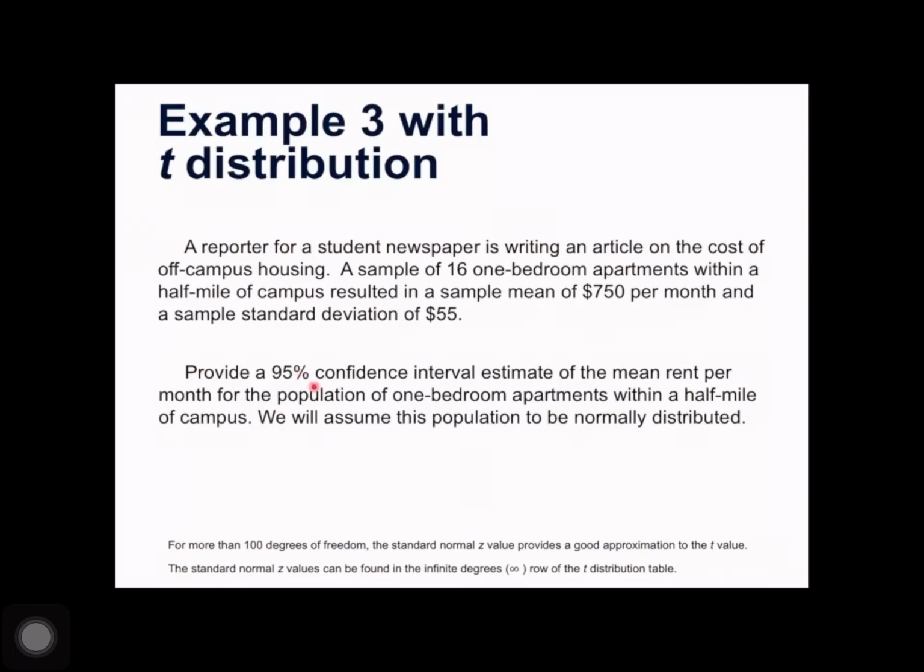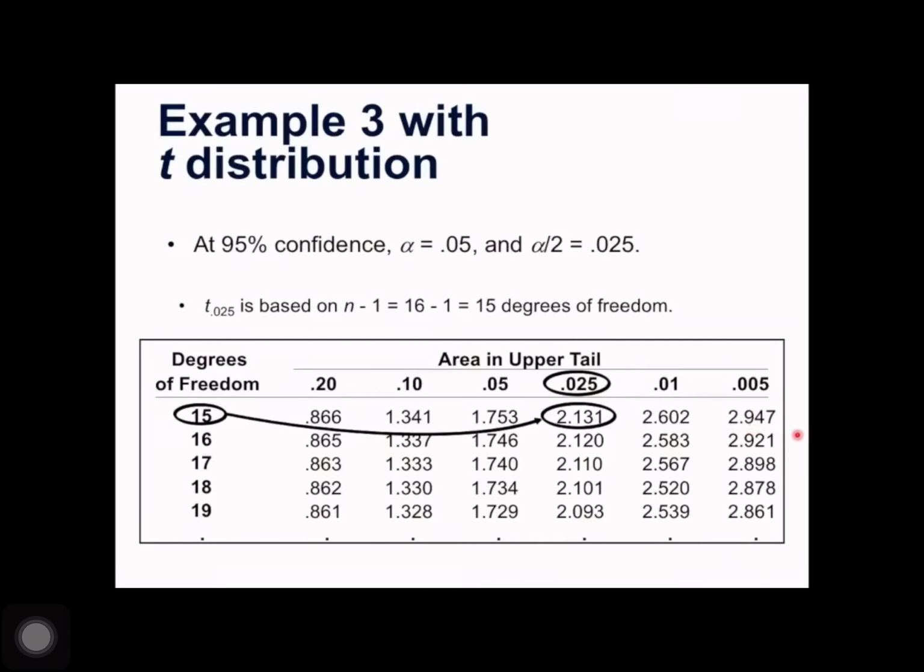What would be a 95% confidence estimate that the mean rent per month was actually reflective of that population? Well, we have to assume, of course, the population is normally distributed. We would utilize something called a t-table to calculate degrees of freedom. And in this case, we had actually looked at 16 apartments. So 16 minus 1 is going to give us degrees of freedom 15.